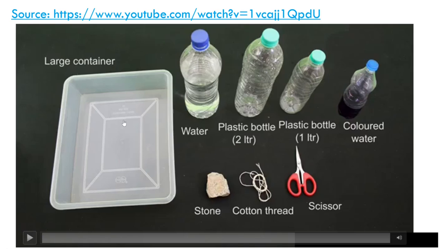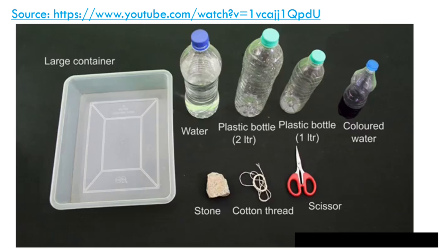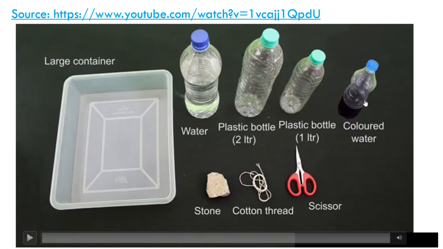We need a large container so that we don't spill things. We have water. We have two plastic bottles. You need to cut these in half, one big one and another small one. But if you have drinking cups, clear ones, or plastic cups, then you can use them. Then we have colored water. We have a stone, cotton thread, and scissors. Remember, when you use your scissors, be extra careful. Do not use scissors without the help of your parents.